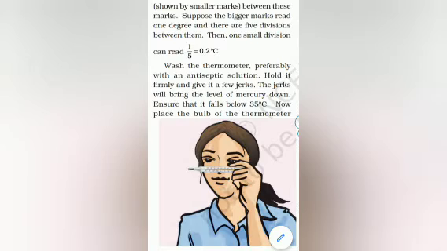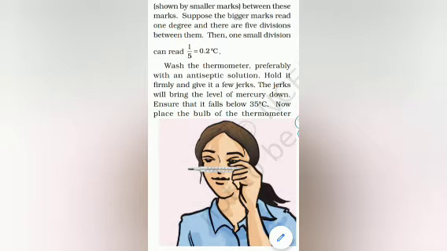Wash the thermometer, preferably with an antiseptic solution. Hold it firmly and give it a few jerks. The jerks will bring the level of the mercury down. Otherwise the mercury level may be higher and show a higher temperature. So you have to give the jerks so that it comes down below 35 degrees.